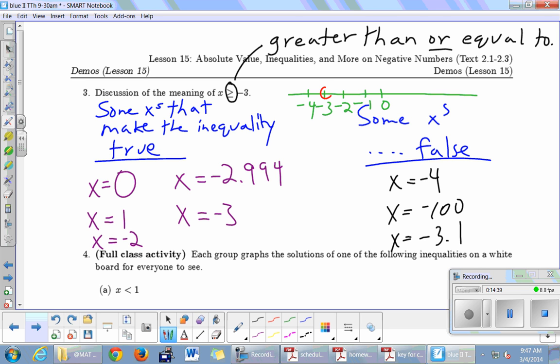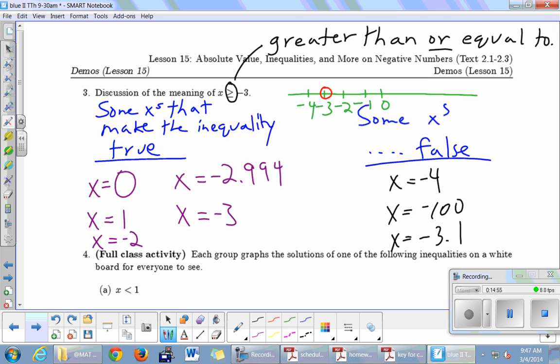So I'm going to put an open circle for just a moment. Open circle is our way of saying this number does not work. So is that correct or is that wrong? It's wrong, because we said negative 3 does work. So how do I indicate that negative 3 does work?